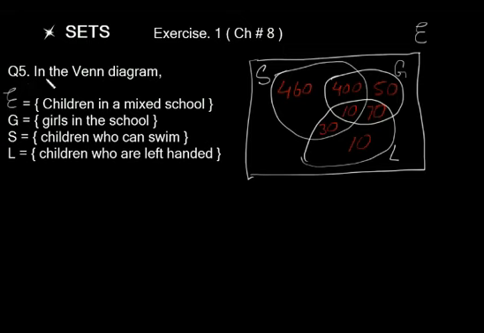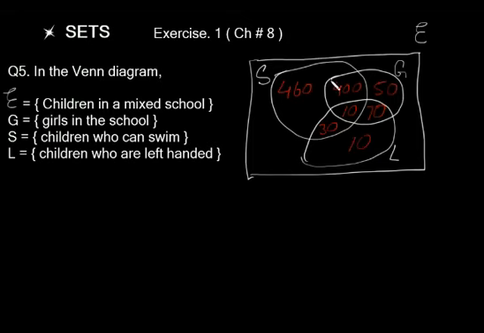So in question number 5 it says in the Venn diagram universal set equals children in a mixed school. So you can see a rectangle here, representing a mixed school, meaning in this school you have boys and girls. Then in G it says girls in the school, so you can see that circle G representing the girls in the school. Then S, children who can swim, so you can see a circle S, the children who can swim. And then L, children who are left-handed. Then another circle representing the children who are left-handed, meaning who can write with the left hand.